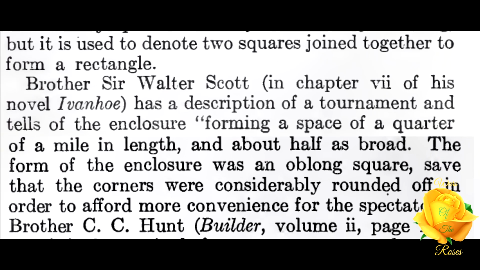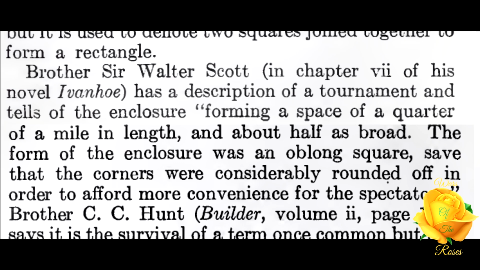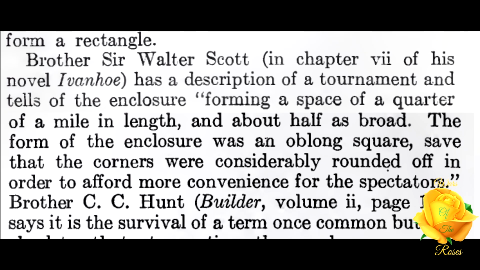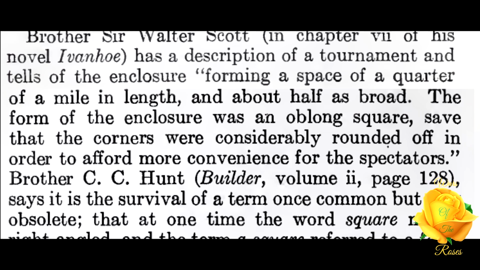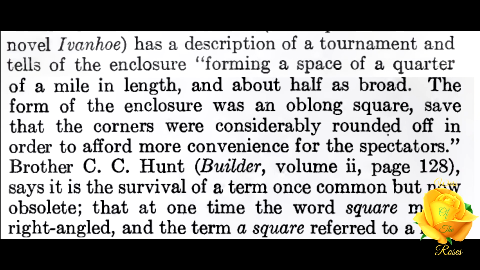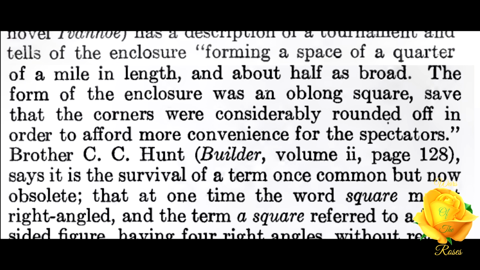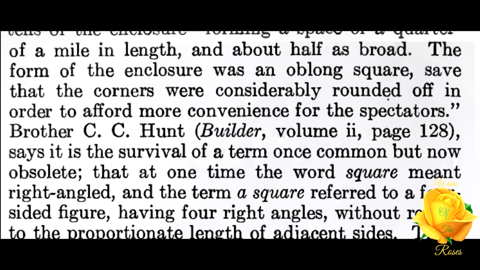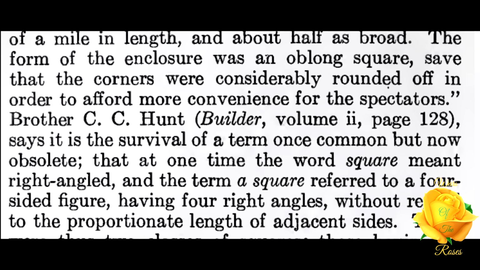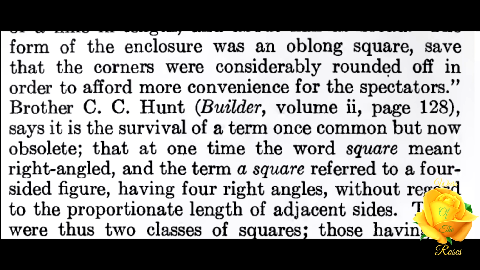Brother Sir Walter Scott, in chapter 7 of his novel Ivanhoe, has a description of a tournament and tells of the enclosure forming a space of 1/4 of a mile in length and about half as broad. The form of the enclosure was an oblong square, save that the corners were considerably rounded off in order to afford more convenience for the spectators.